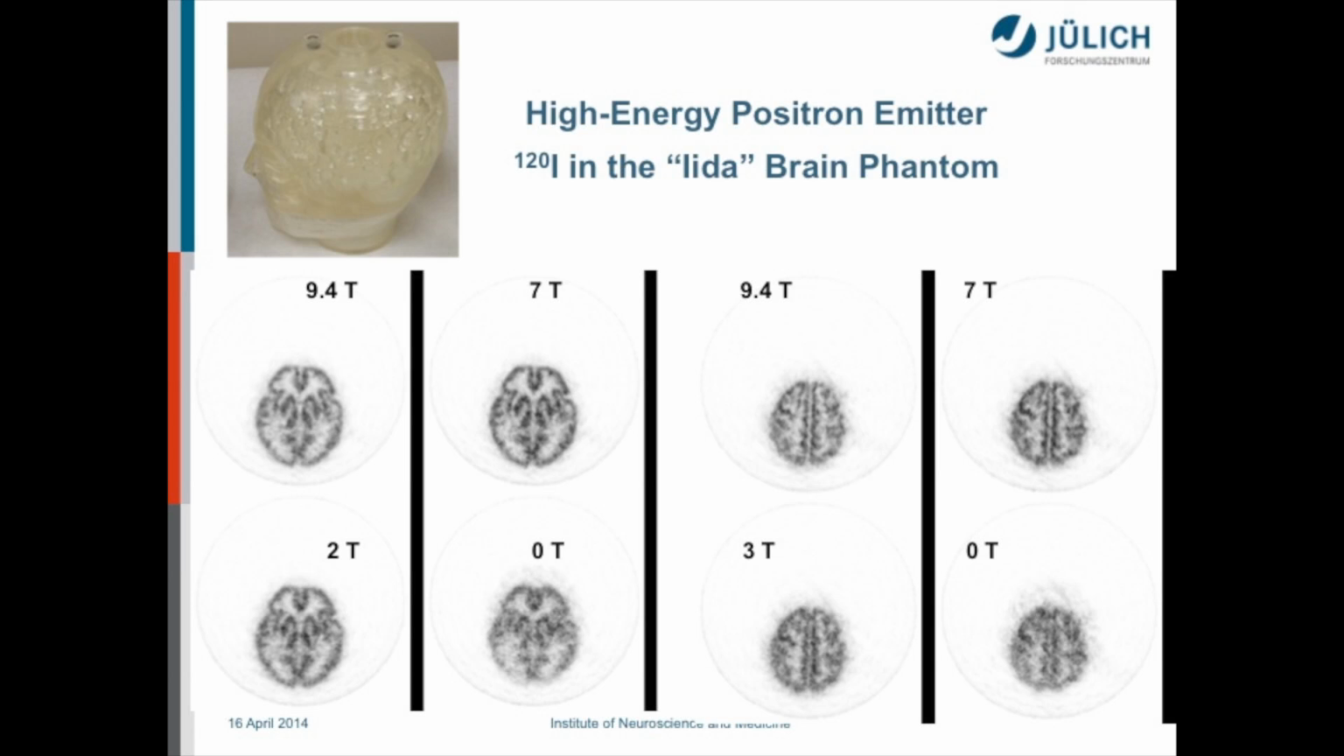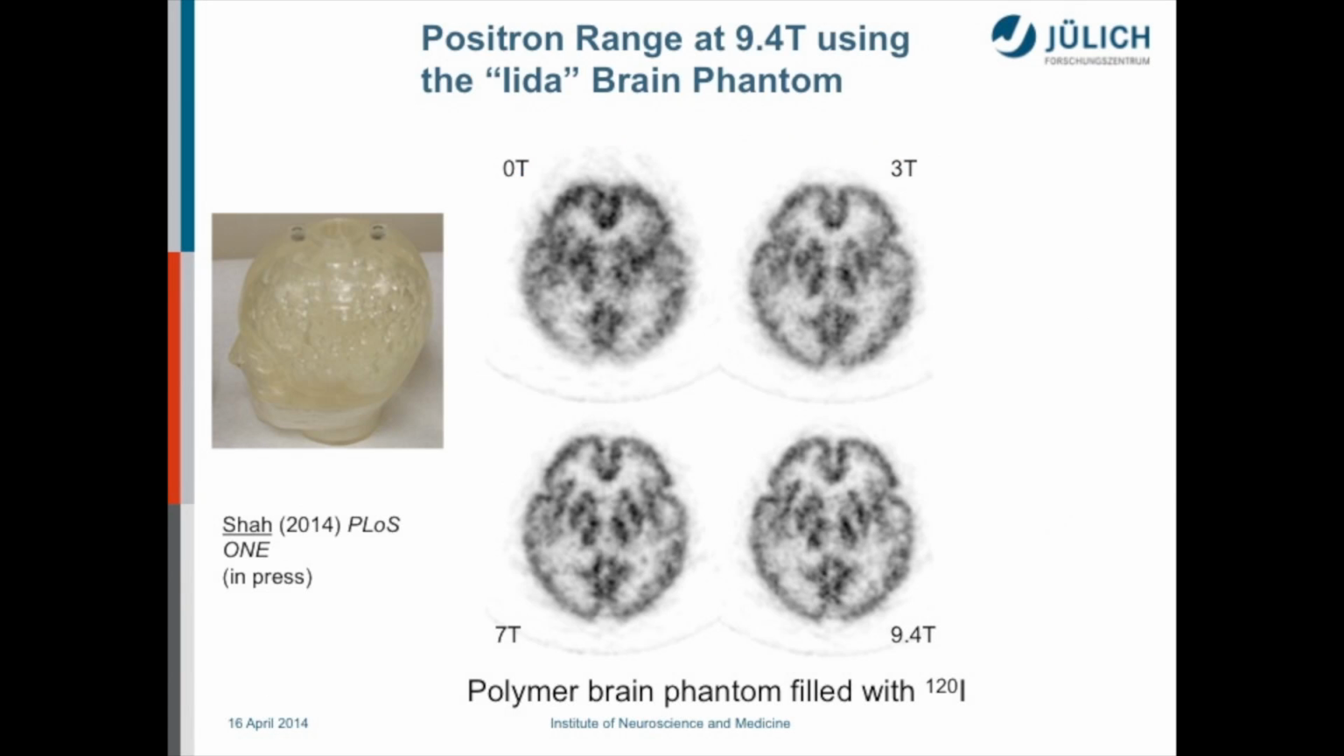For fluorine, the improvement is really minimal. You get a small improvement up to about 3 Tesla, and there's nothing more. But for the high energetic emitters, you can see the difference between 0 and 9.4 Tesla. You get an improved resolution as well as somewhat improved contrast, just to blow those up for you.